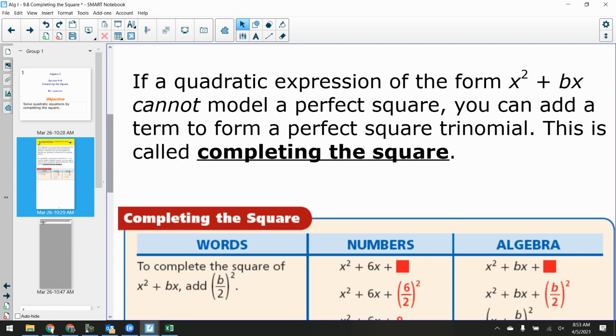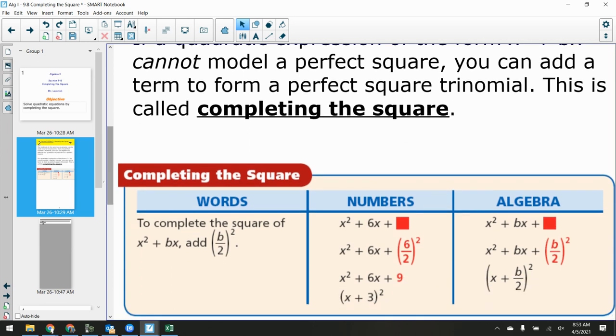If a quadratic expression of the form x squared plus bx cannot model a perfect square, you can do this process of completing the square. Take a look at the box there. What we're going to do is force something into being factorable. How we do that is we create that last number sitting out there on the end so that it has factors that add to get to the middle number. Right? That's how something gets factorable. You find factors of that last number that add to get to the middle number. So we're just going to make that happen.